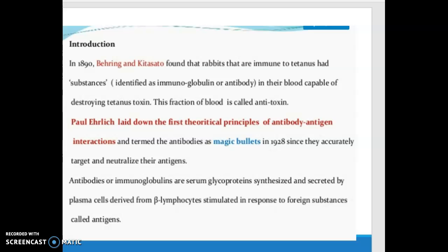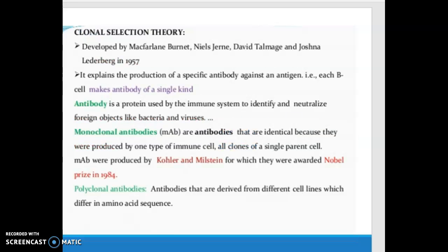The concept of monoclonal antibodies was first given by the research started by Behring and Kitasato, who found that rabbits immune to tetanus had substances in their blood capable of destroying tetanus toxin. That is also called an antitoxin. Then the research was continued by the Magic Bullets in 1928. The monoclonal antibody concept was finally given by the scientists Kohler and Milstein in 1984, and they were awarded the Nobel Prize.